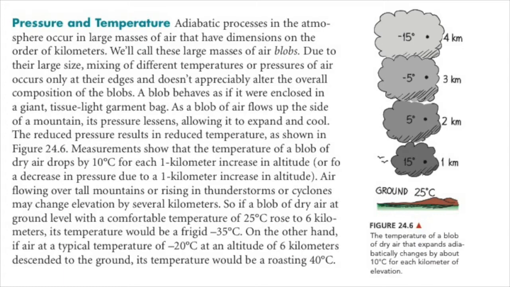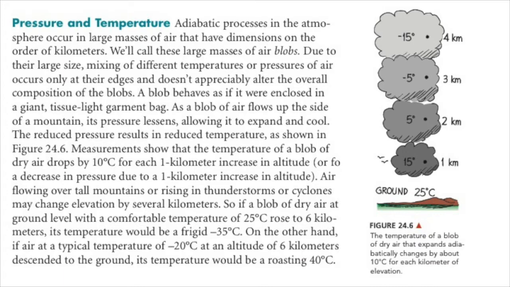Pressure and temperature. Adiabatic processes in the atmosphere occur in large masses of air that have dimensions on the order of kilometers. We'll call these large masses air blobs. Due to their large size, mixing of different temperatures or pressures of air occurs only at their edges and doesn't appreciably alter the overall composition of the blobs.